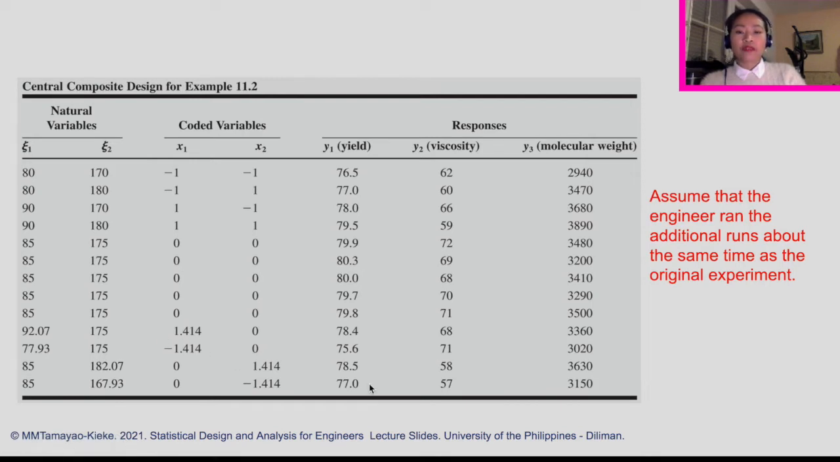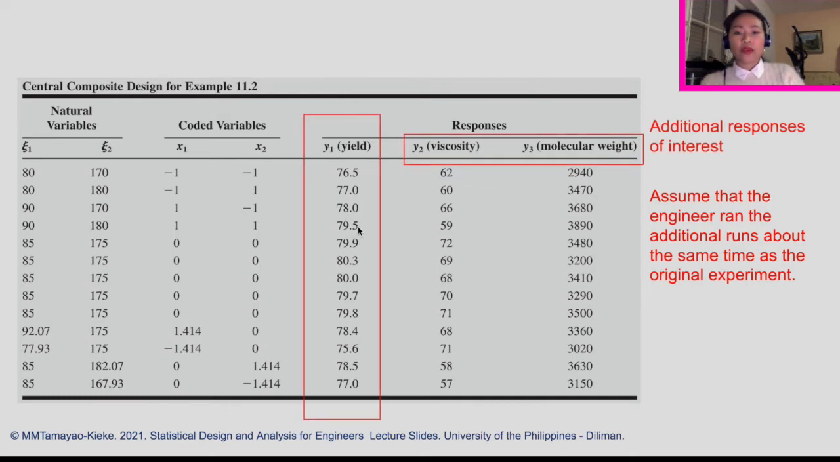Suppose that these were the responses that were observed by the engineer who was conducting this experiment. Note that we assume here that the engineer ran the additional runs about the same time as the original experiment. We assume this because if this were not true, then blocking would be required. You can also notice here that there are 2 other responses, but for this example, let's stick with the first response first, which is the original response we were interested in. That is the chemical process yield.